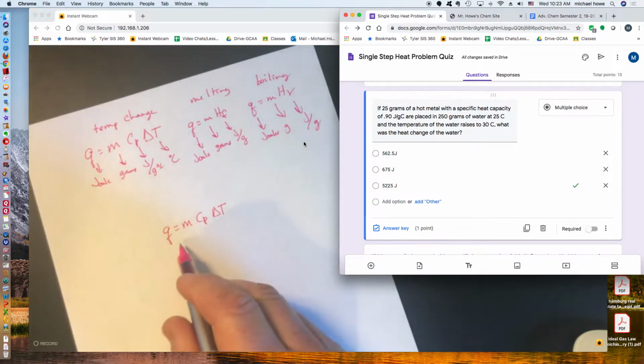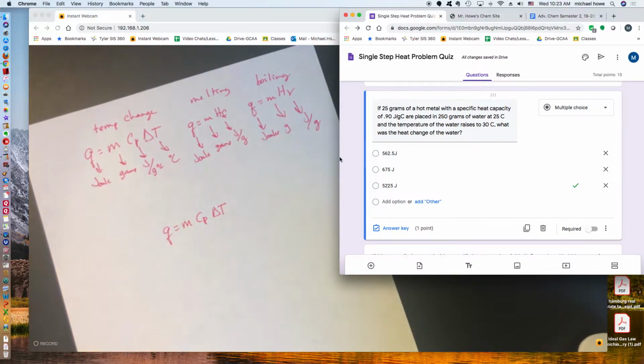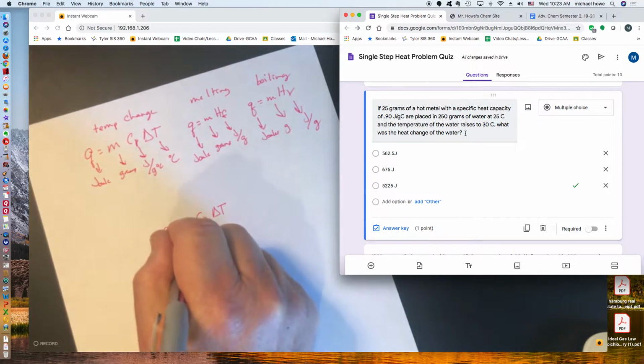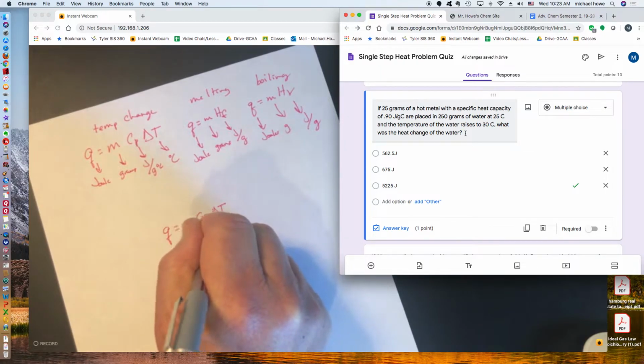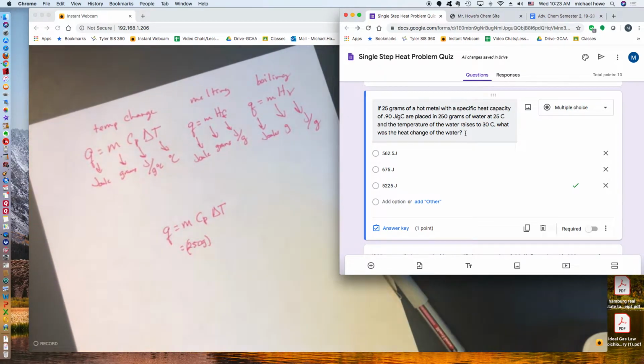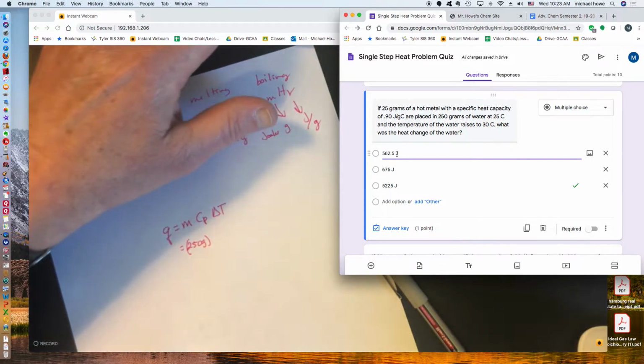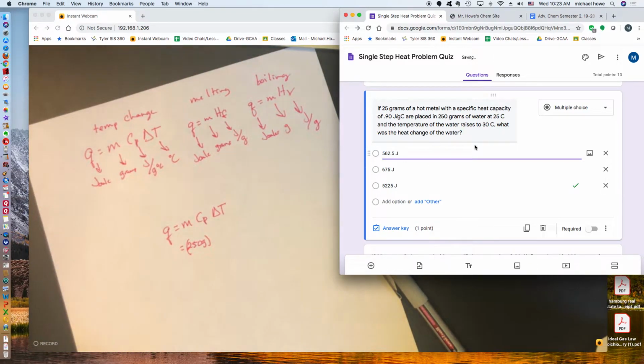In this case, what is the mass? Well, there you have to interpret a little bit because we have two masses. We have 25 grams and we have 250 grams. But this question asks, what was the heat change of the water? So you would use the mass of the water. So you put in 250 grams. Then we want to know the heat change, and the heat change is given in joules. Down here, the answers are in joules.